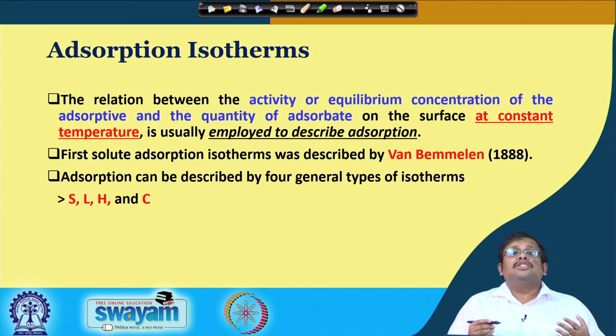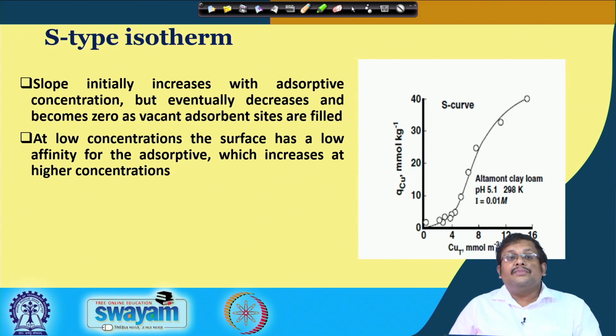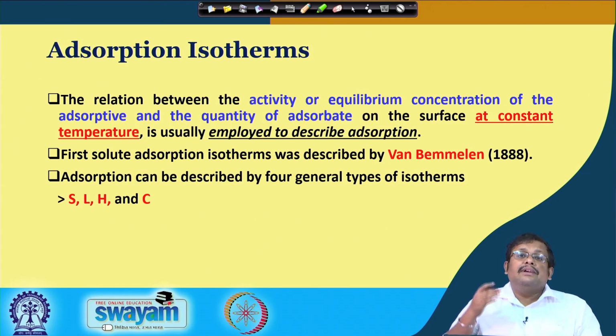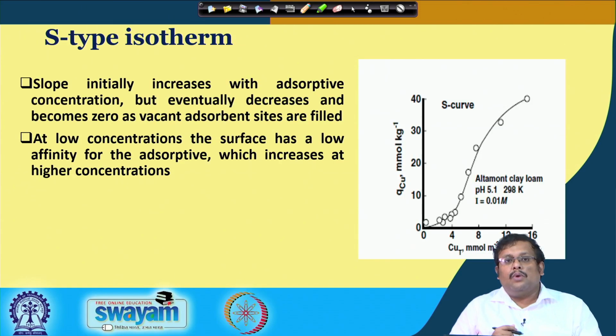Now, the first solute adsorption isotherm was described by the scientist Van Bemmelen in 1888, and in general adsorption can be described by four general types of isotherm. One is called the S type, then the L type, then the H type and the C type. Let us discuss them one by one.